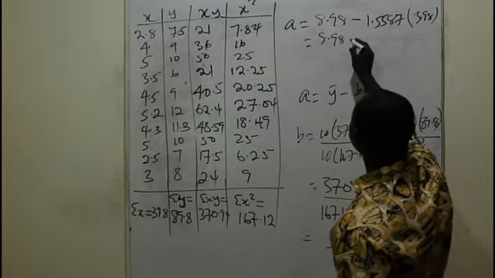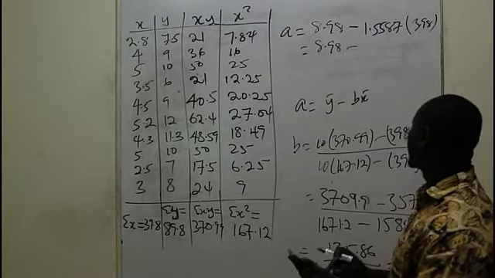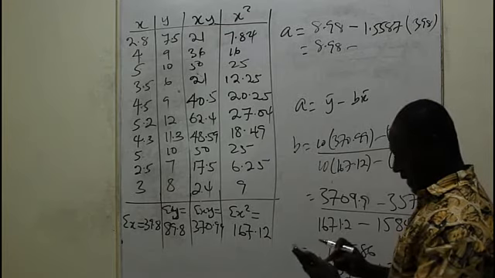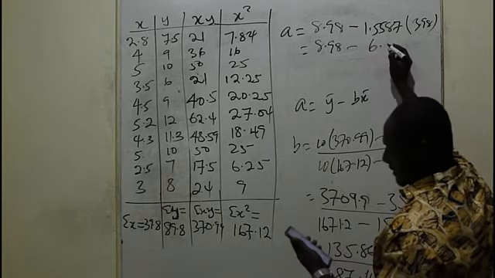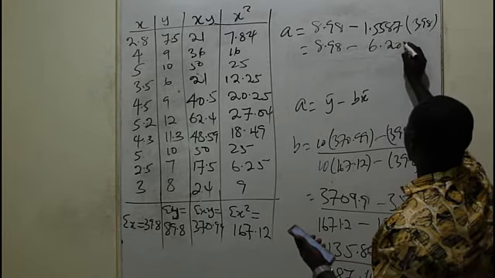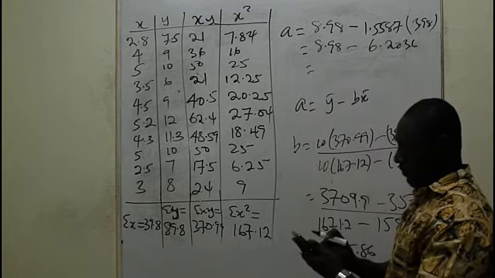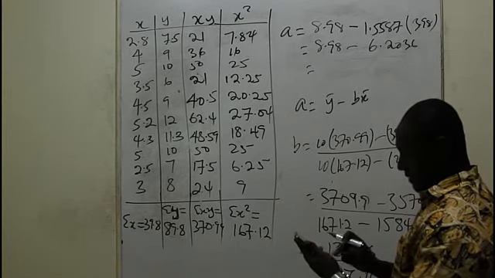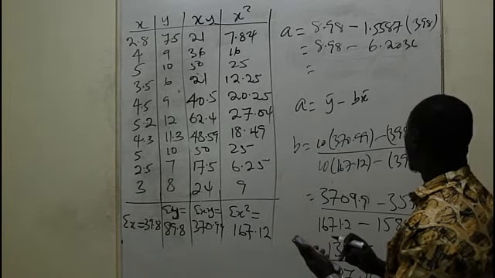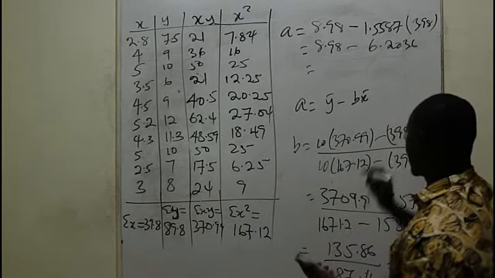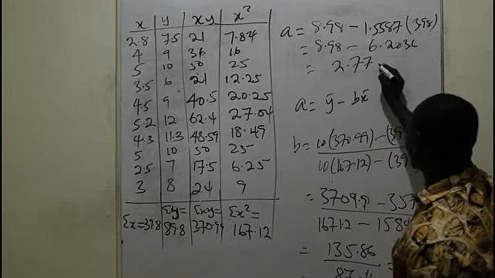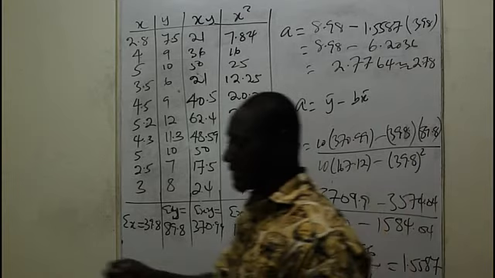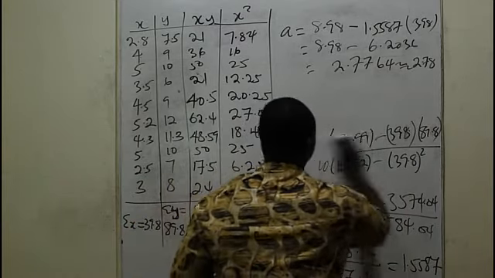So if I simplify this, I'll have 8.98 minus 1.5587 times 3.98, and that gives us 6.2036. When we take that away from 8.98, minus 6.2036, that gives us 2.7764, which is approximately 2.78.